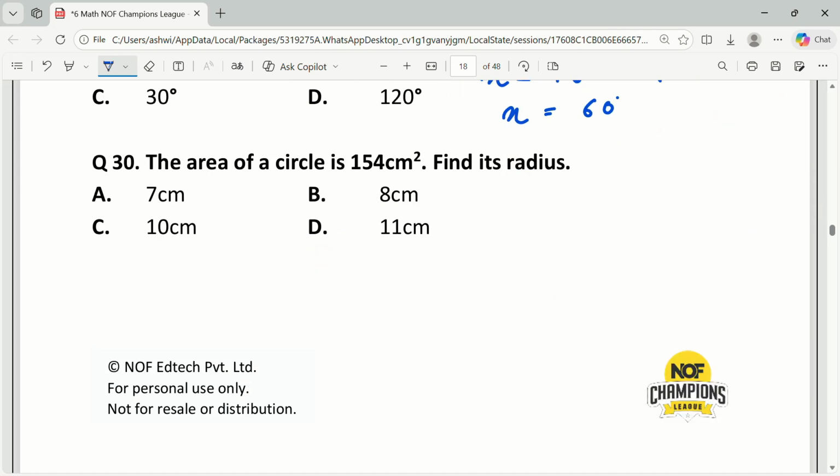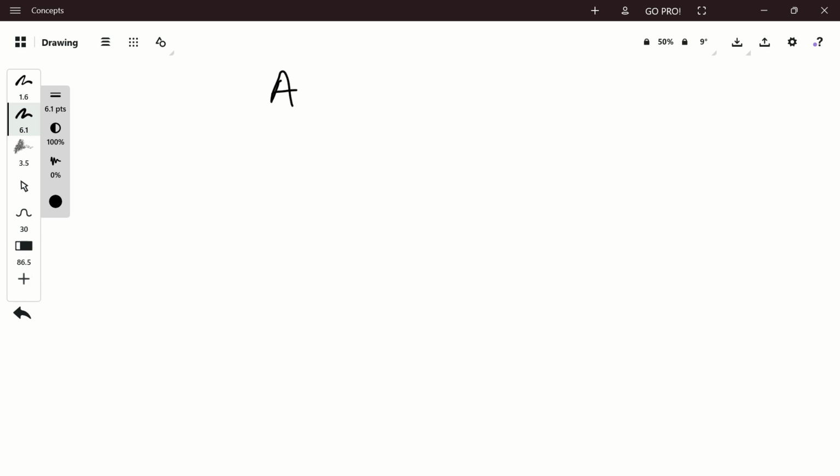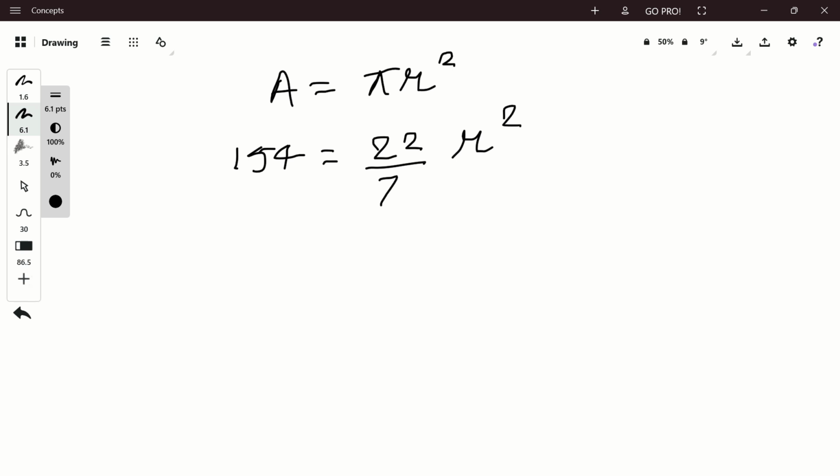The area of a circle is 154 centimeters square. Find its radius. The formula for area of a circle A is equal to pi r square. Given that A is 154 centimeters square and using pi as 22 by 7, we have 154 is equal to 22 by 7 r square. Solving for r square, we have r square is equal to 49 centimeters square.